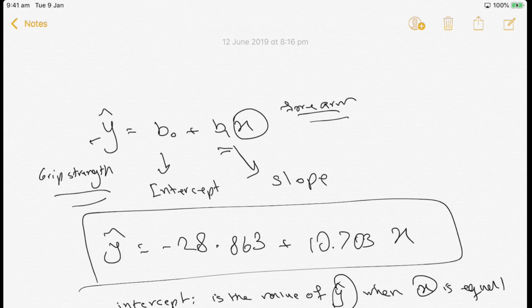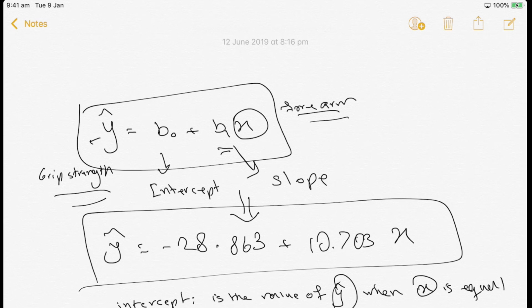Many students have problems interpreting and writing this equation. Simply write this equation and then replace the B0 and B1 values from the SPSS output. That's when we say write the linear regression equation, that's what we want. And then you need to replace the values and write this equation out.